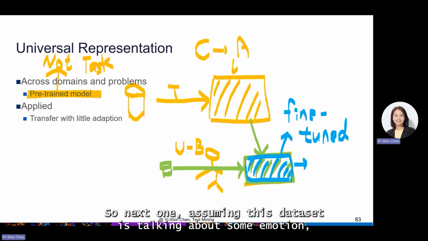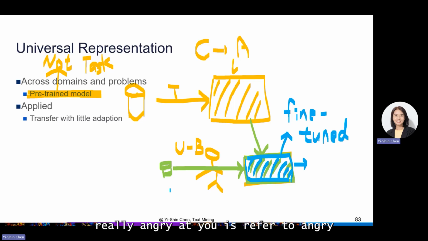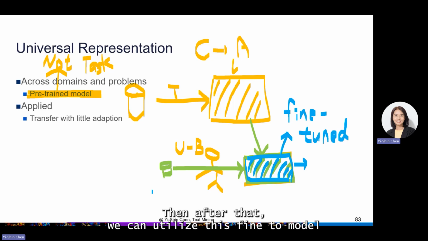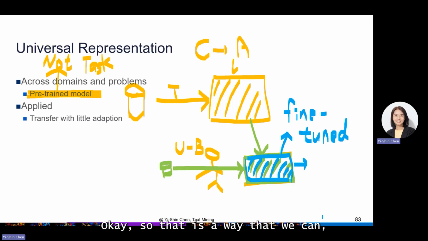So next, assuming this data set is about some emotion, like when some people say, "I'm really, really angry," it is labeled as angry. Or like, "I'm very satisfied with what you want to do," we consider that as joy. Then afterward, we can utilize this fine-tuned model to detect all the emotions in people's statements and utterances. Okay, so that is the way we can talk about the language model.